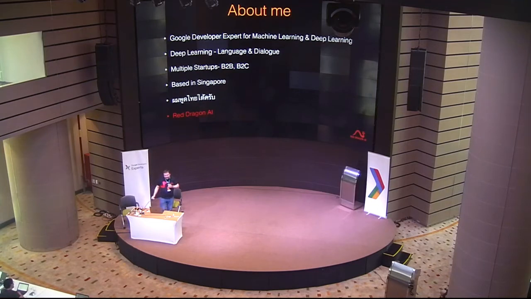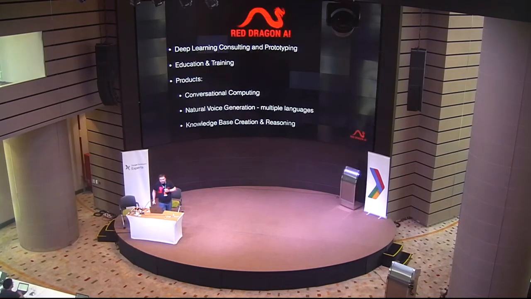So the startup that I'm working at, or the startup I'm one of the founders of at the moment, is a startup called Red Dragon AI. And we do a lot of things related to deep learning consulting and prototyping for big companies as well as some other startups around the world. We also do education and training. And we also do some products that we're doing in stealth mode that relate to conversational computing, like enterprise versions of Google Assistant and things like that.